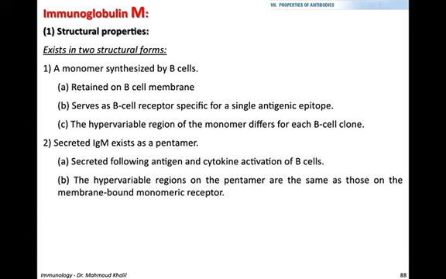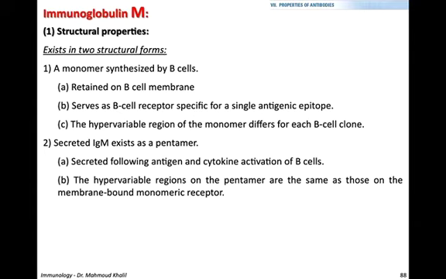The other form is the secreted form of IgM, and it exists as a pentamer. Of course, it is secreted following the activation by the antigen and the cytokine activation of B cells and the differentiation of the B cells into plasma cells.